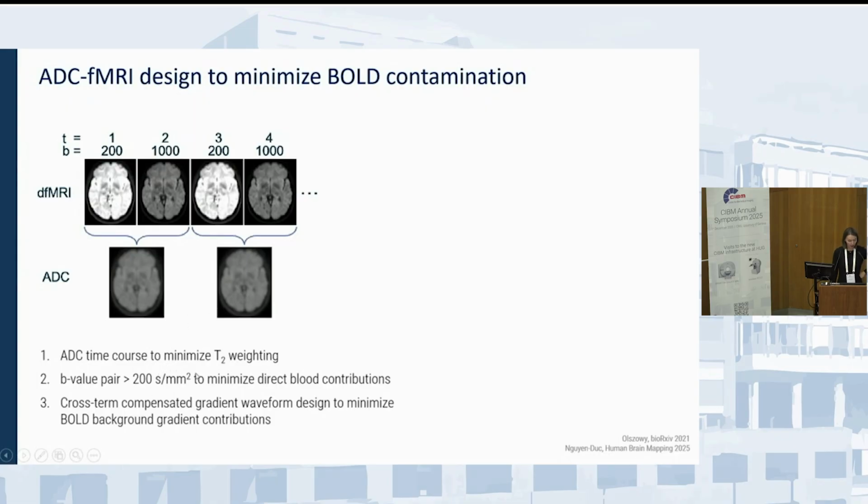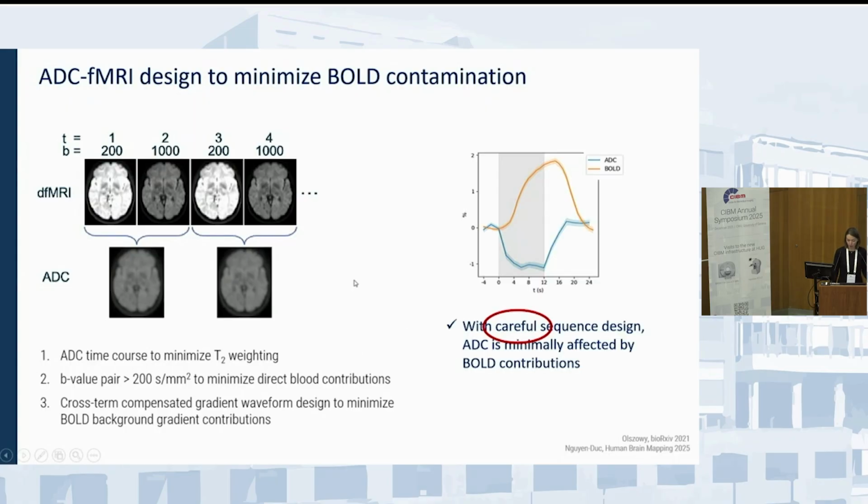We want to work with B values that are high enough, again, to suppress as much as possible direct blood contributions. And finally, we even have to optimize the waveform to try to mitigate cross terms between our diffusion gradients and the background BOLD susceptibility gradients. But if you do this, this is what we call careful sequence design. So with this careful sequence design, you can measure ADC time courses that are minimally affected by BOLD contributions and give you this very nice ADC drop upon the task that is different then from the BOLD response.